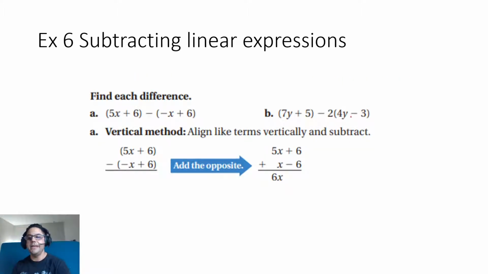So on problem B, I got to use my distributive property. So that's going to be 7y plus 5 and negative 8y, and it's going to be plus 6. You know what? It's not even set up right because it's not just a simple subtraction. It's negative 2. Well, that's kind of silly. So I'm going to go ahead and just stick with horizontal on this one here.